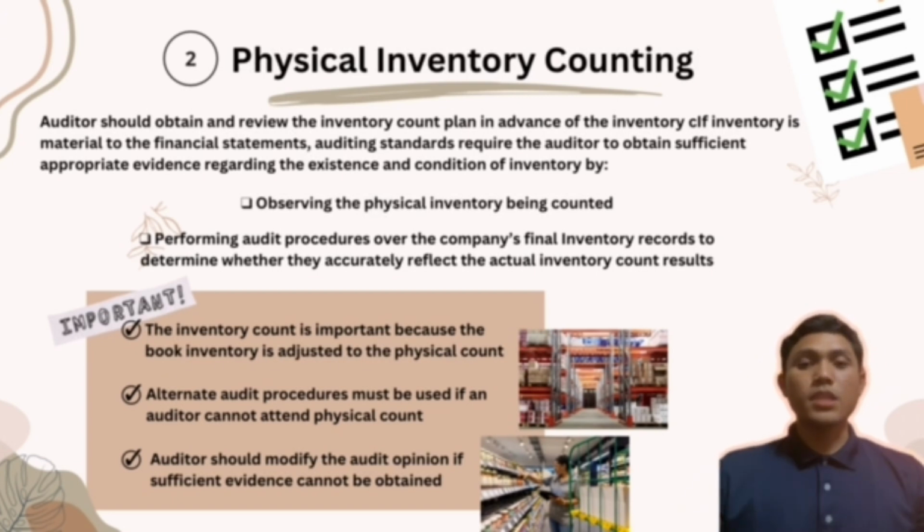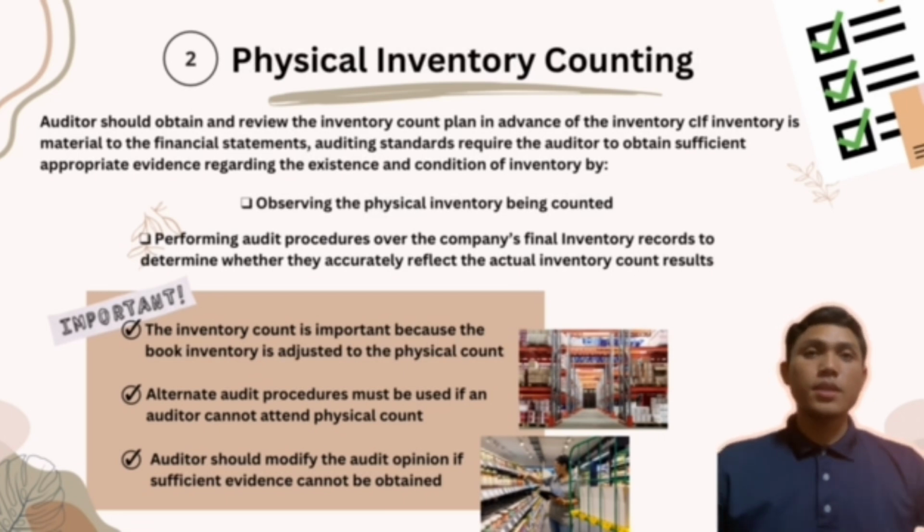To perform the physical inventory counting, the auditor must follow two steps: observing the physical inventory being counted, and then performing audit procedures over the company's final inventory to determine whether they accurately reflect the actual inventory count results. There are three important points that the auditor must be aware of.